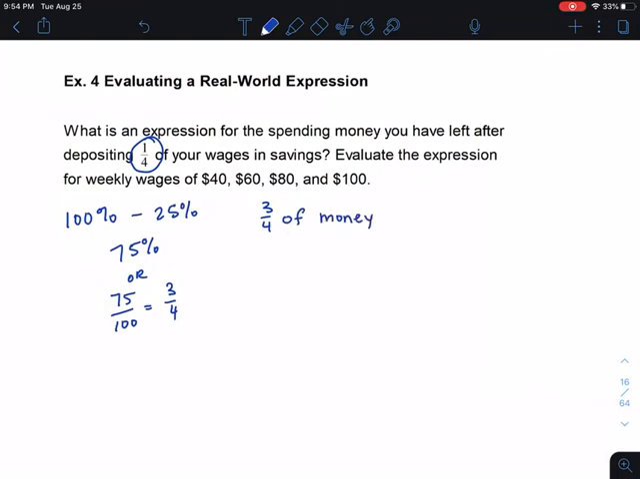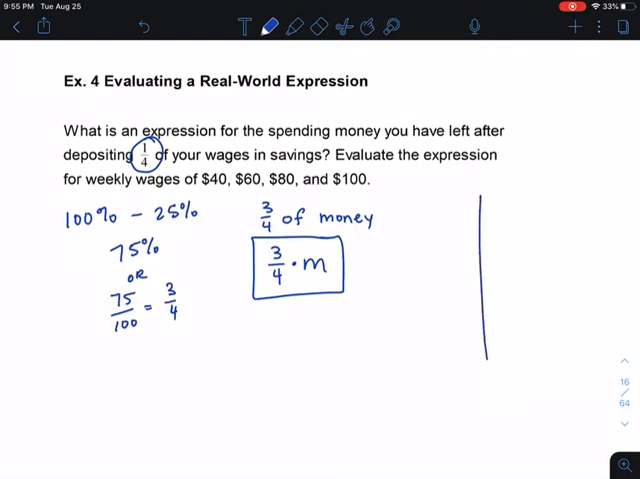So how can I write that as an expression? Well, I can take 3/4 of, which means I'm going to multiply with the amount of money that I have. So the expression I would have would be 3/4 times m. So what is an expression? Here's my expression. Then it says to evaluate the expression.